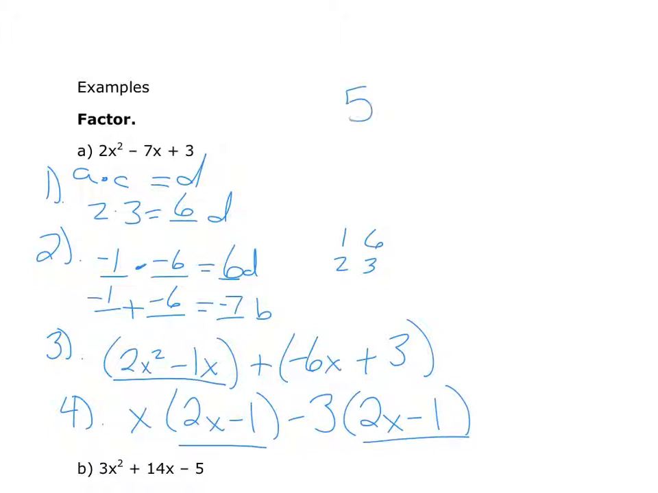So step 5, I'll write up above. I write 2x minus 1, and then what is left are my other factors. So x and -3 are my other factors in parentheses, x minus 3. So that's the process, you guys.